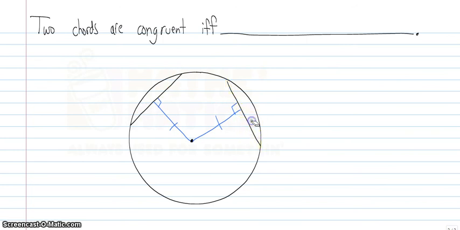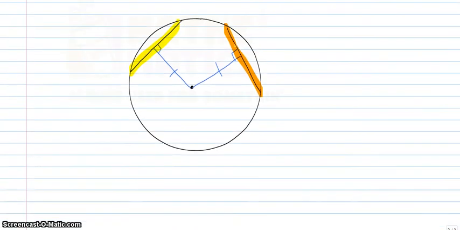Conversely, if these two chords are both equidistant from the center, so if these two blue segments are congruent to each other, then I would be able to prove that this yellow chord is congruent to this orange chord. So we have a biconditional here. Two chords are congruent if and only if they are equidistant from the center of the circle.